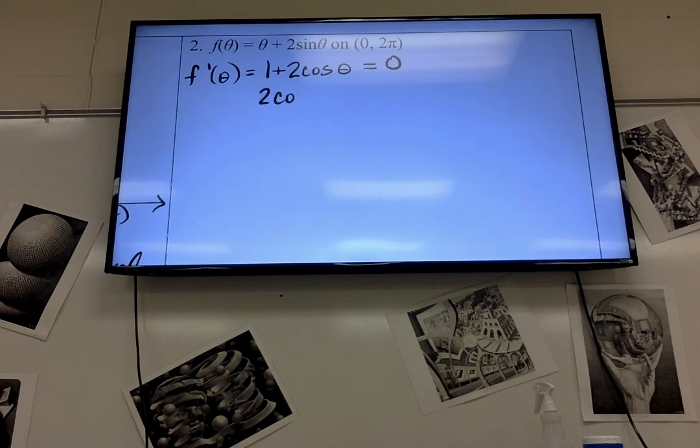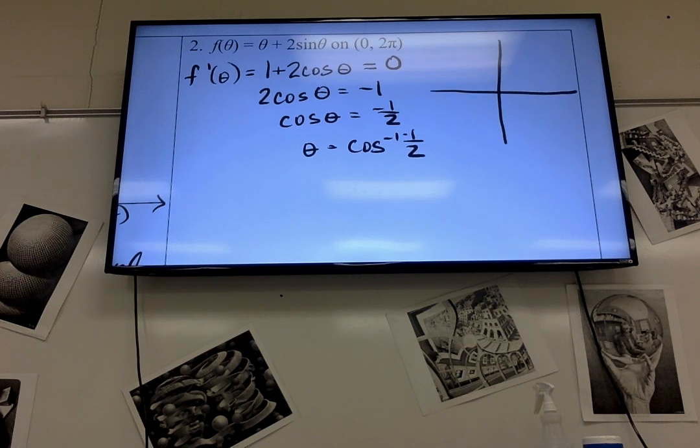So I subtract 1 and divide by 2. So theta is equal to inverse cosine of negative 1/2. So what kind of special right triangle? Yep, 45, 45, 90, but I want it to be negative. Remember, cosine is adjacent over hypotenuse.